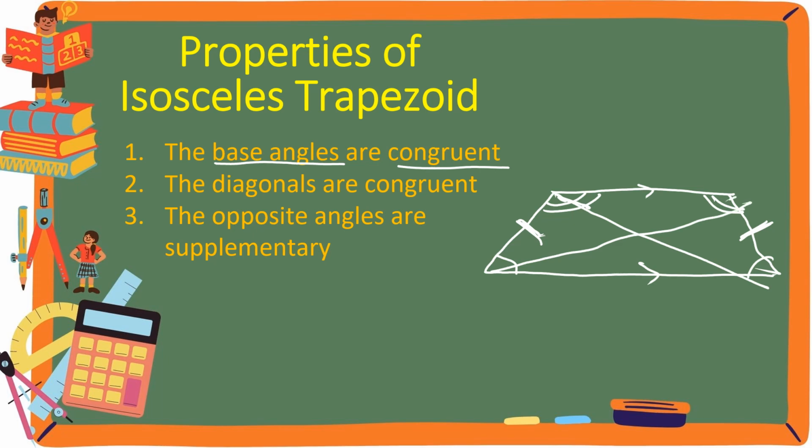Okay, tandaan po natin yung mga properties kasi gagamitin nyo yan sa problem solving mamaya. Then, the opposite angles are supplementary. So, when you add, for example, you have A, B, C, and D.